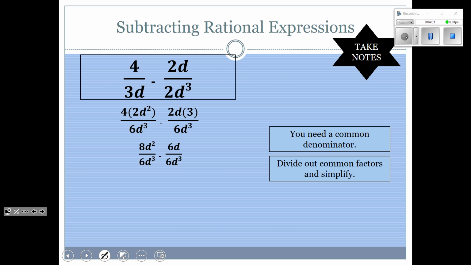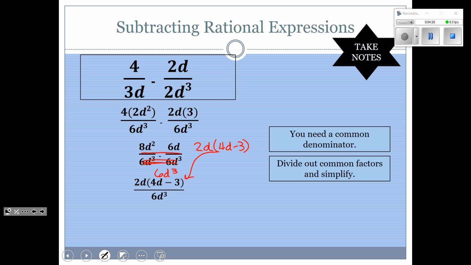There's what we had. Now, I like to just write this denominator once. It looks confusing to me to write it twice, so I would just write that once like this underneath it all. Now we can factor the numerator. So when we factor the numerator, we could pull out a 2d, and what would be left would be 4d minus 3. Here's what you see here. And there you see the denominator only written once.